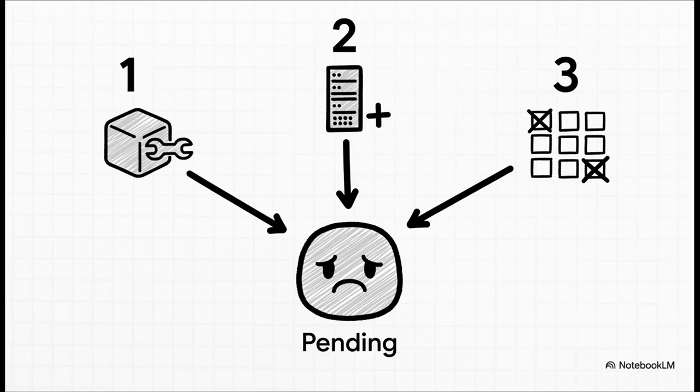1, we can make the pod's requests smaller. 2, we can make the cluster bigger. Or 3, we can just clean up a bit to make some room. Let's walk through each one.